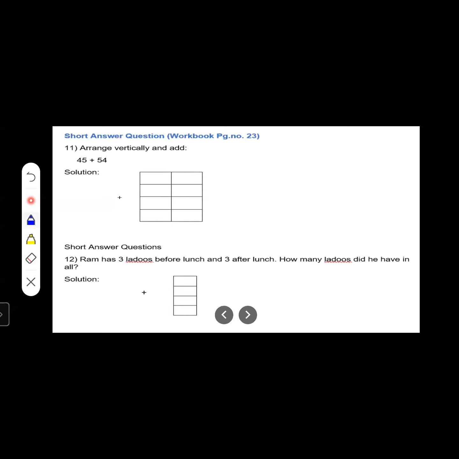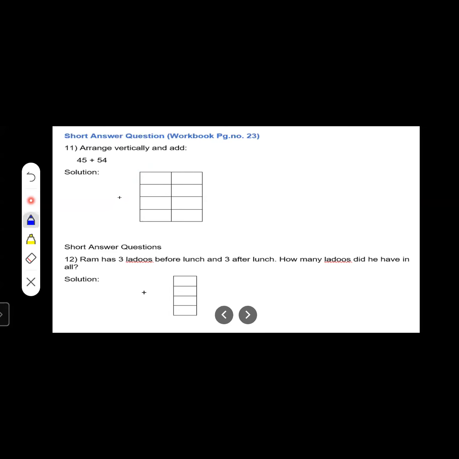Now you have to do this with me in your workbook, or you can do it in the notebook, but everyone should do this sum with me. Okay, keep your pencil, notebook, everything ready before the lecture. Now read the question. Arrange vertically and add. Here how many numbers are given? Two numbers given, 45 and 54. And we have the box over here. So we will arrange these numbers in this box.